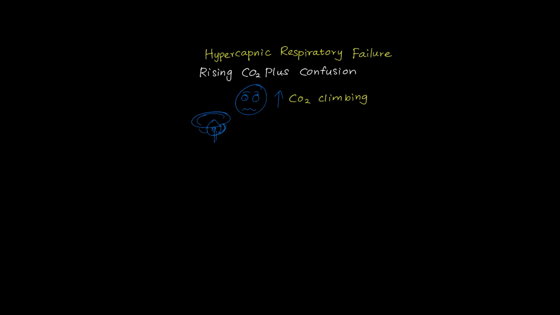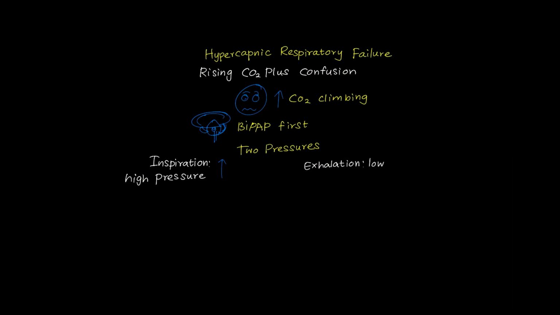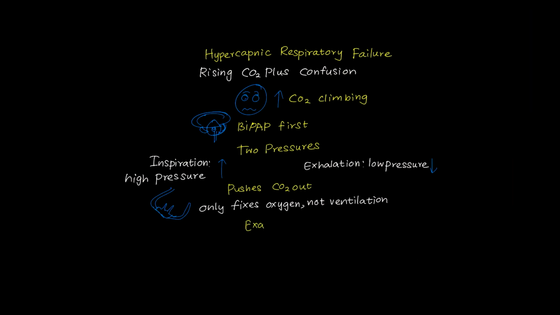BiPAP delivers two different pressures, a higher one on inspiration to push air in, and a lower one on exhalation to keep airways open. That pressure cycle actively moves trapped carbon dioxide out of the alveoli. Regular oxygen therapy through a high-flow cannula or face mask only addresses oxygenation. These patients have a ventilation problem, not just an oxygenation problem. Pursed-lip breathing on room air cannot fix a failing ventilation drive once confusion sets in. BiPAP can prevent intubation if it is started early enough.